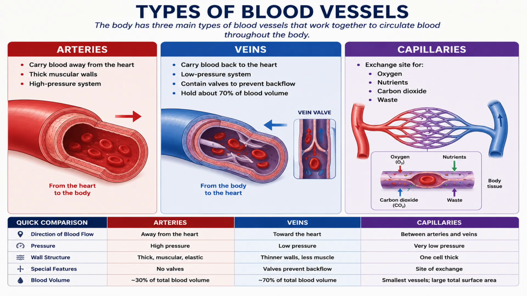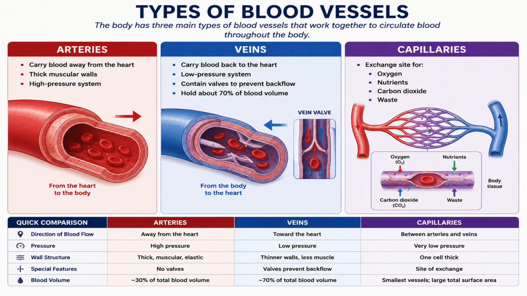Now let's look at the veins. Veins carry blood back to the heart. Unlike arteries, veins are a low pressure system and have thinner walls with less muscle. One very important feature of veins is the presence of valves. These valves prevent blood from flowing backward, especially in the extremities where blood has to travel against gravity. Another key point is veins hold about 70% of the body's volume, making them a major blood reservoir.